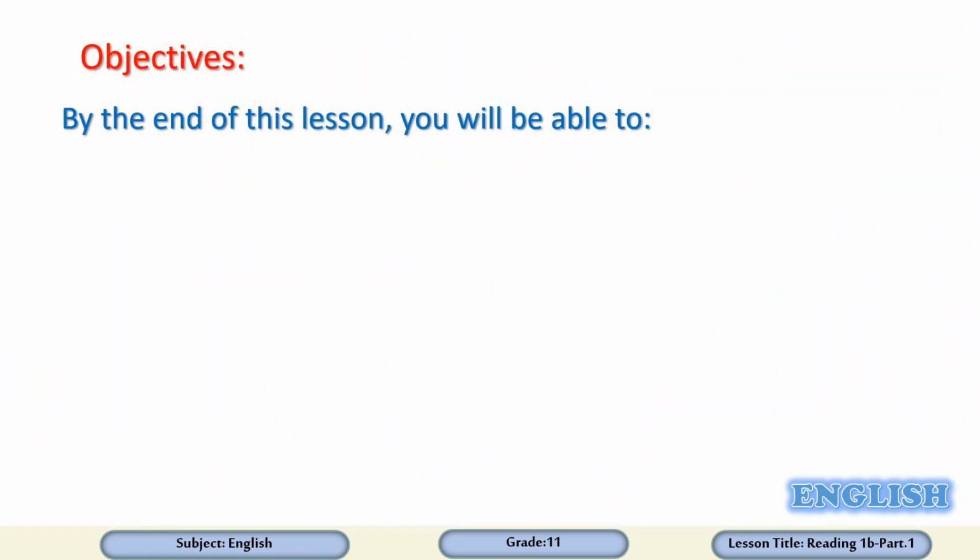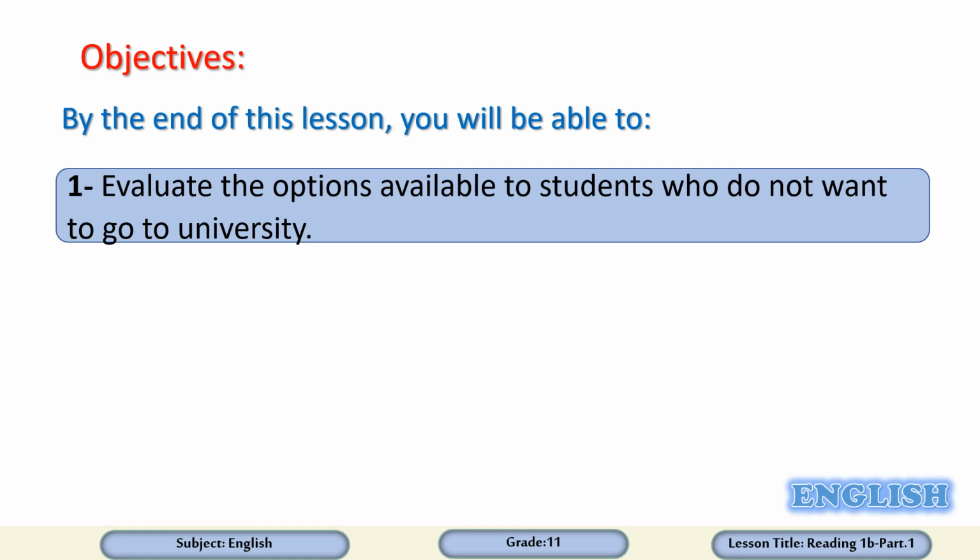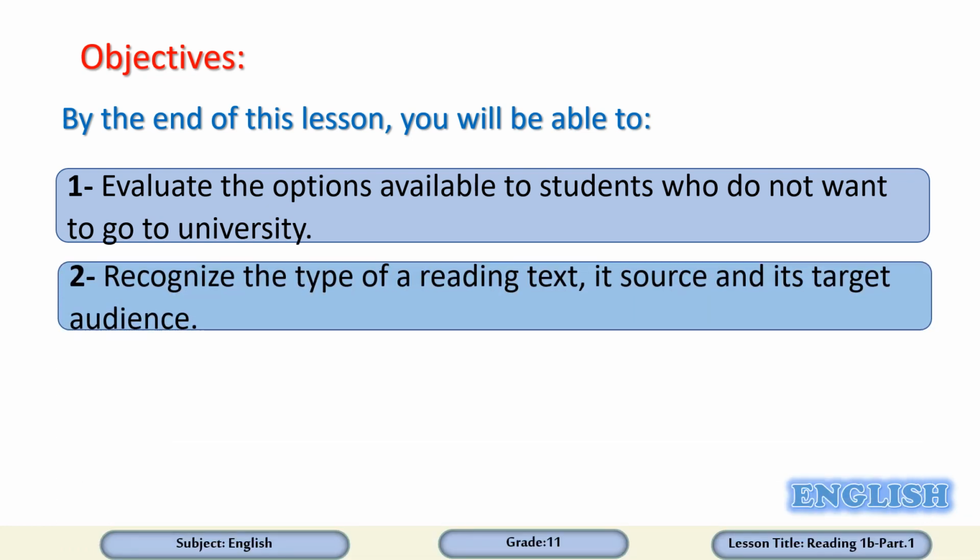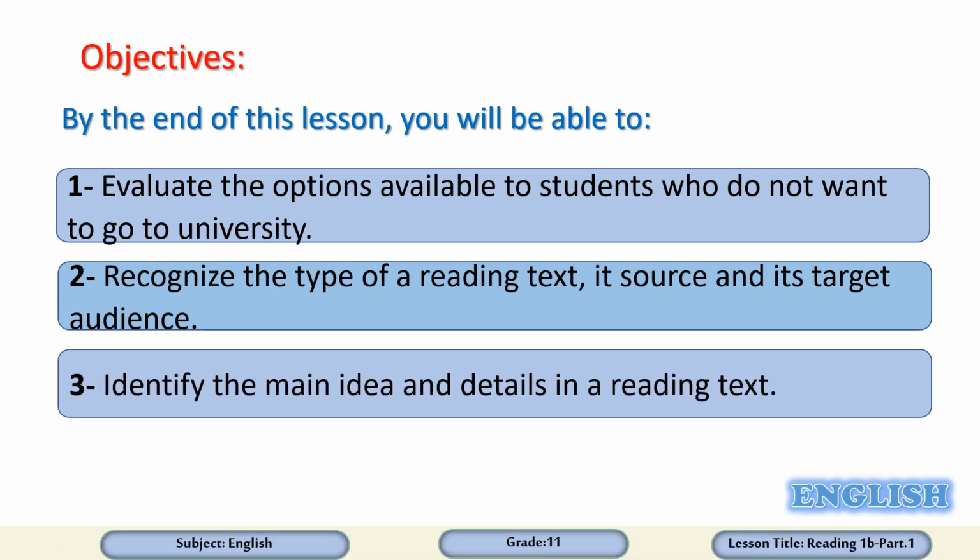Let's start with the objectives of this lesson. Number 1. Evaluate the options available to students who do not want to go to university. Number 2. Recognize the type of a reading text, its source, and its target audience. And number 3. Identify the main idea and details in a reading text.